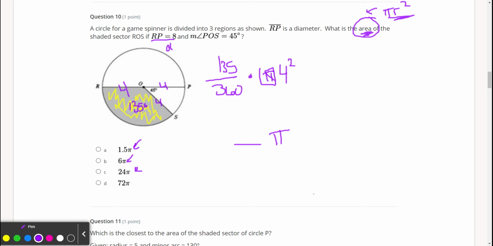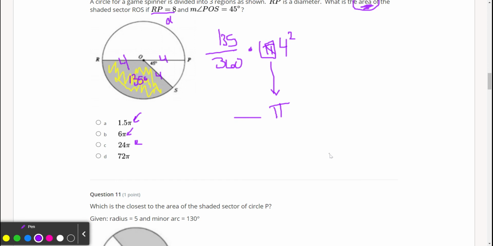So I'm hearing great conversations going on in the classroom. Hopefully you're thinking to yourself if you're on Zoom, same thing. If I've got pi in all my answer choices, I don't need to put it into my calculator. I can just bring it down and put all the numbers in the calculator. What is, so it's 130 over 360.